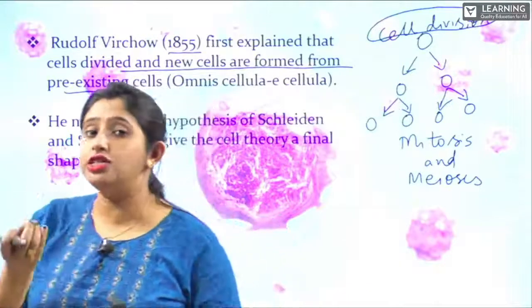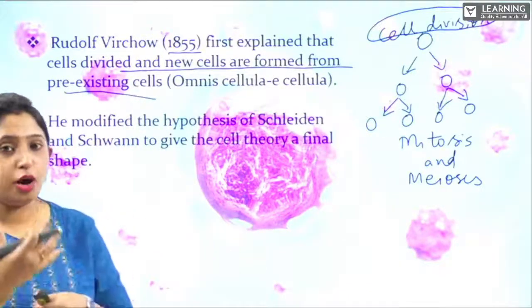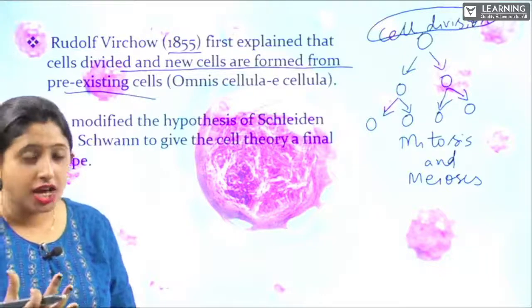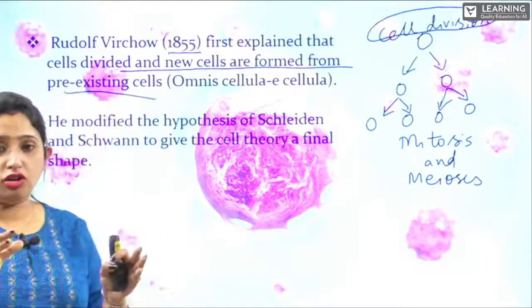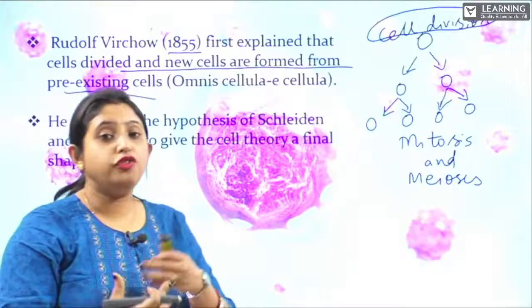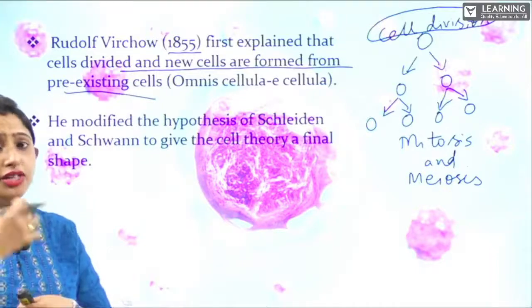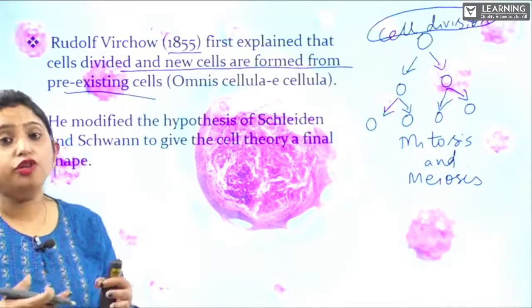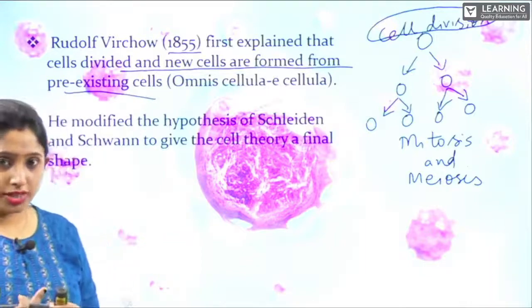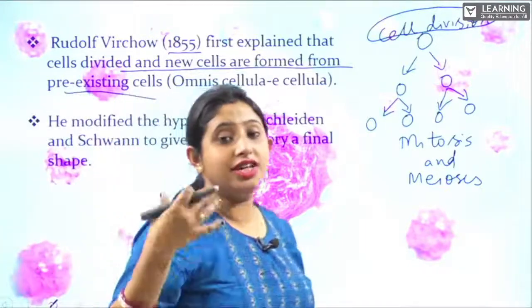So when the reproductive cells fuse together, it leads to the formation of zygote. The fusion of the male and the female gamete leads to the formation of zygote. Now that zygote will further divide and form the embryo. Is that clear? In the embryo, again, the cells multiply and divide.